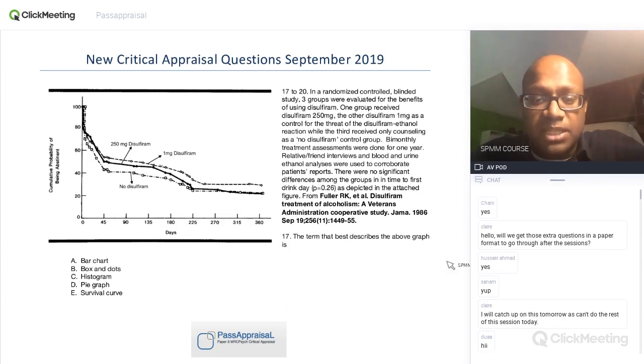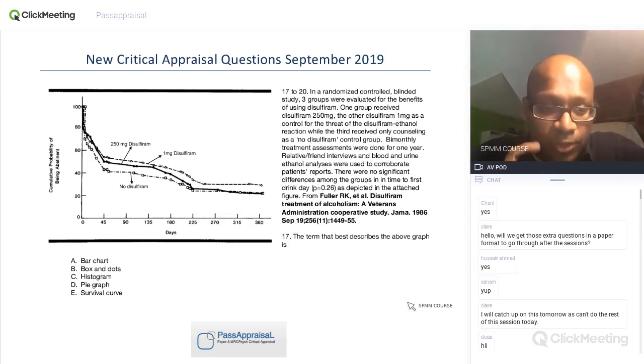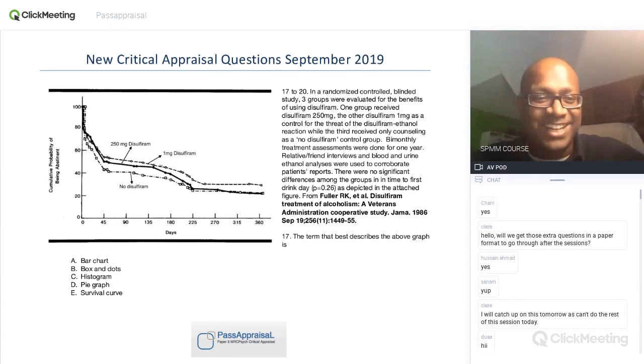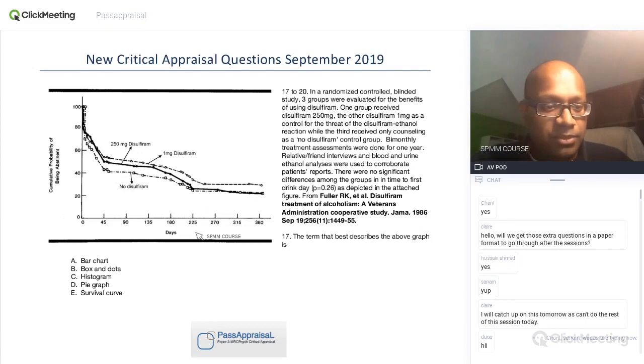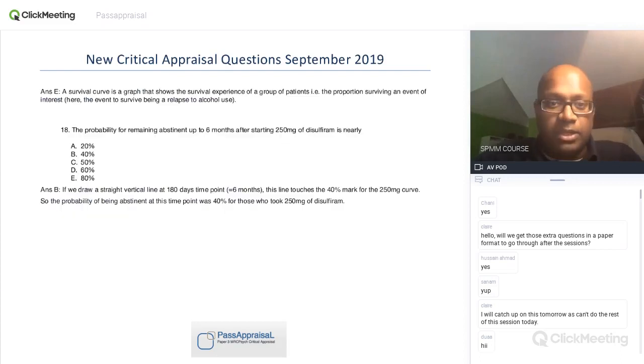The term that best describes the above graph is... you're going to type the answers so I can see how much you're following. What do you think is the name of this graph? It's a Kaplan-Meier curve. Good. It's called a survival curve. That's good. So the answer is E.